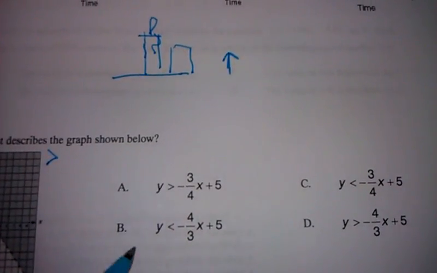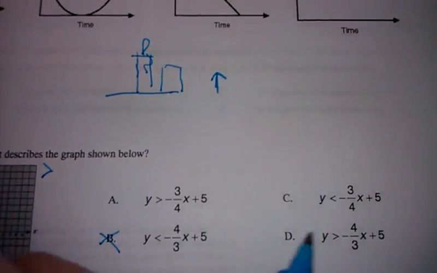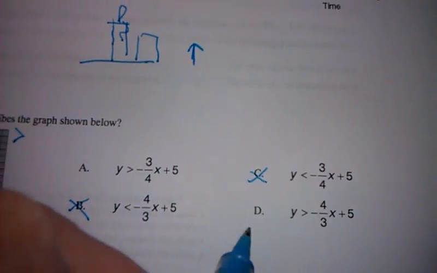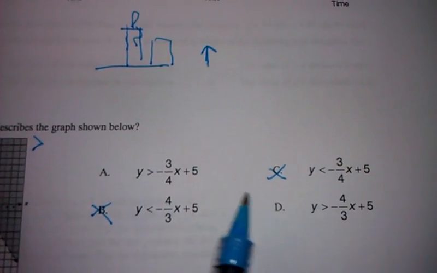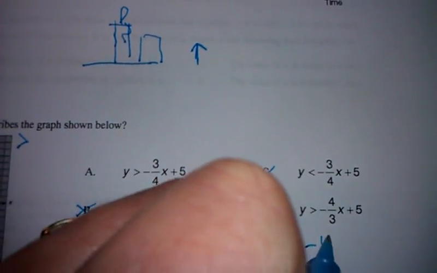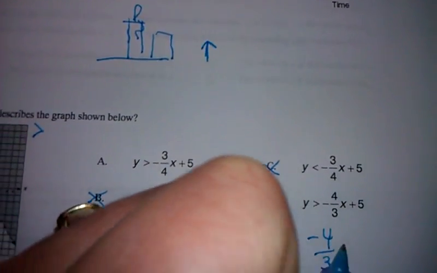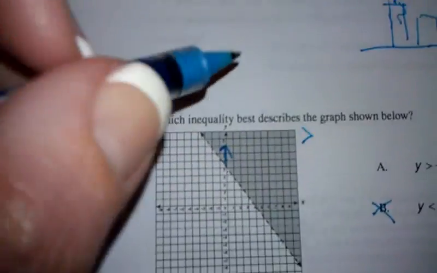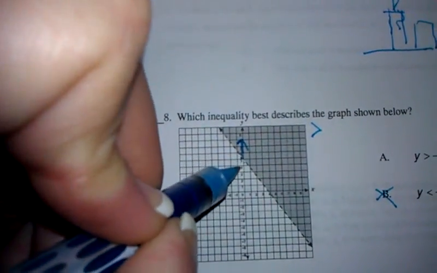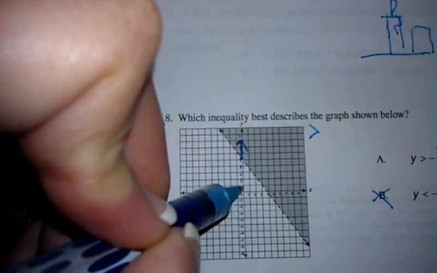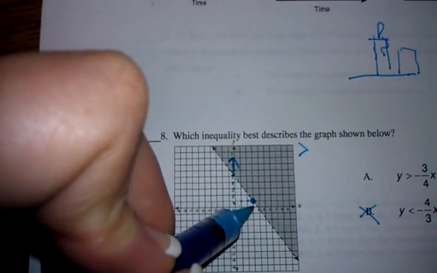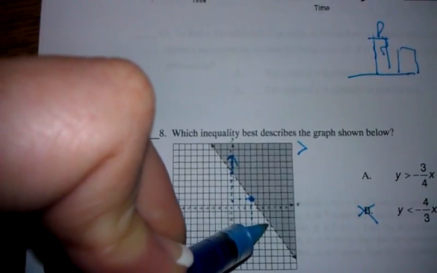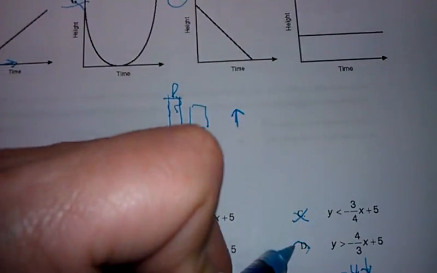So if it's up above, it means it's greater than. That one will work. This one will not. C will not, and D will. Well, they both have the same y-intercept. Here's the difference in the slope. This one says -4/3. That means down 4 to the right 3. So let's go over here to the y-intercept and go down 1, 2, 3, 4, over 1, 2, 3. Sure enough, it hits that dot. Down 4/3. Yep, my answer is D.